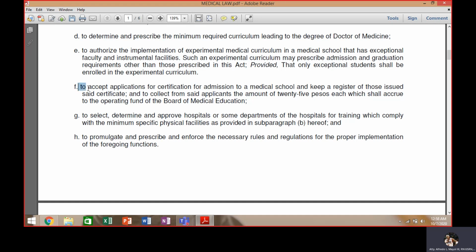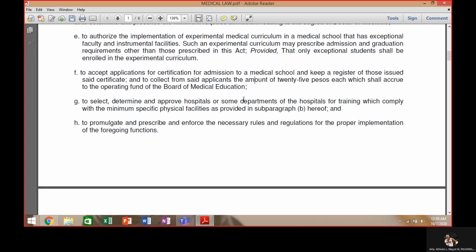Next, to accept applications for certification for admission to a medical school and keep a register of those issued said certificate, and to collect from said applicants the amount of 25 pesos each, which shall accrue to the operating fund of the Board of Medical Education. Okay? So, this provision has been amended. I will give you the updated changes.